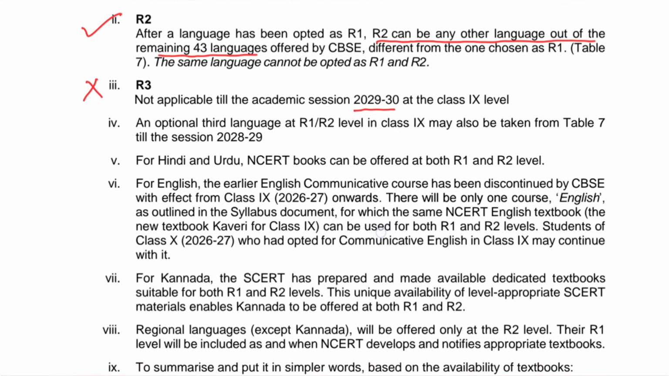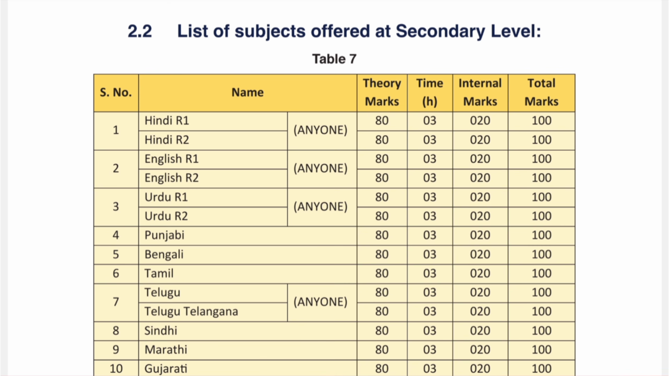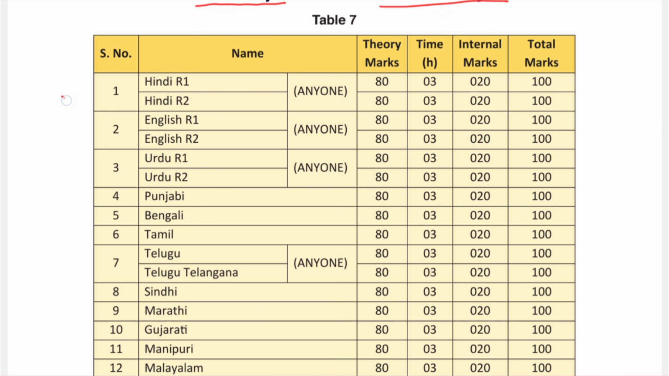Next, an optional third language at R2 or R3 level in class 9 may also be taken from table 7 till session 28-29. Now let's see what is table 7. This is table number 7 as per CBSE, which contains the list of subjects offered at secondary level. So here Hindi is there.